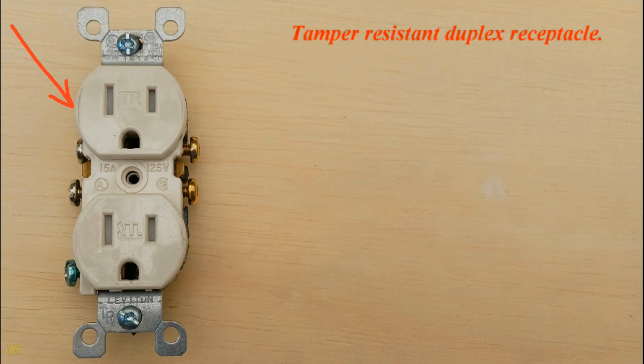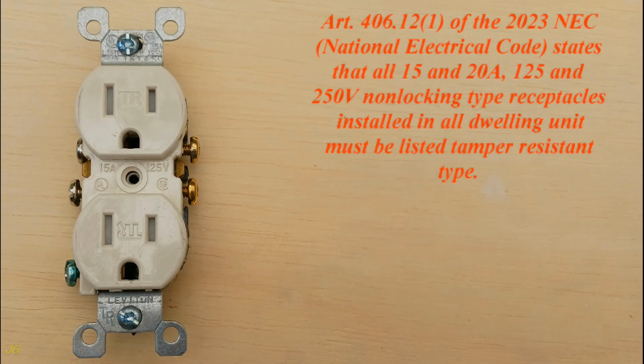Tamper-resistant duplex receptacle. Article 406.12(1) of the 2023 NEC, National Electrical Code, states that all 15 and 20 amps, 125 and 250 volts non-locking type receptacles installed in all dwelling units must be listed tamper-resistant type.